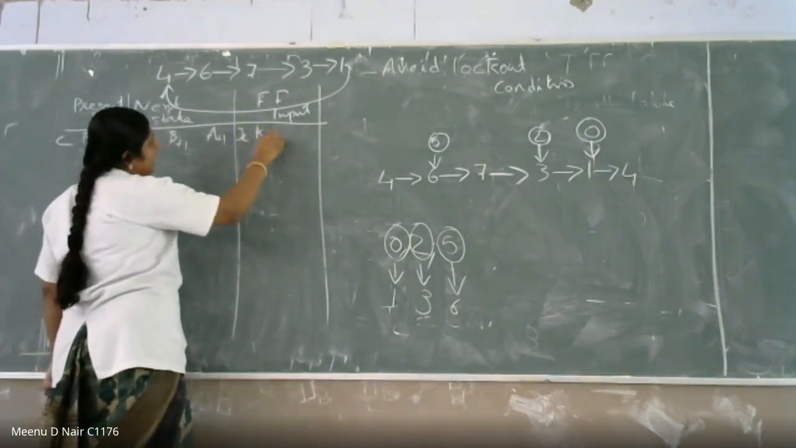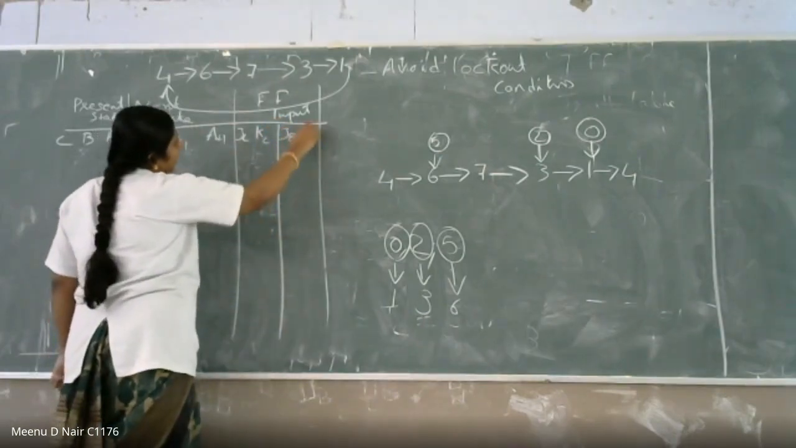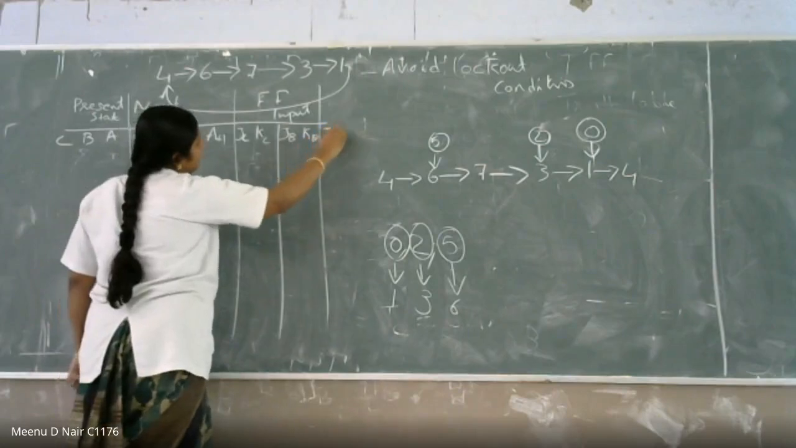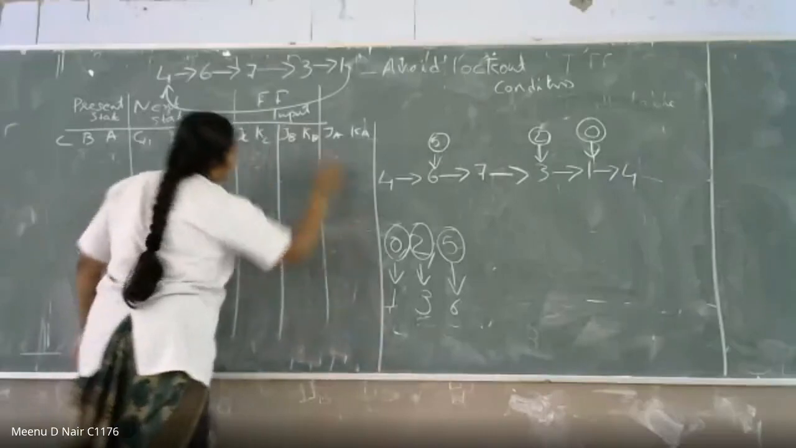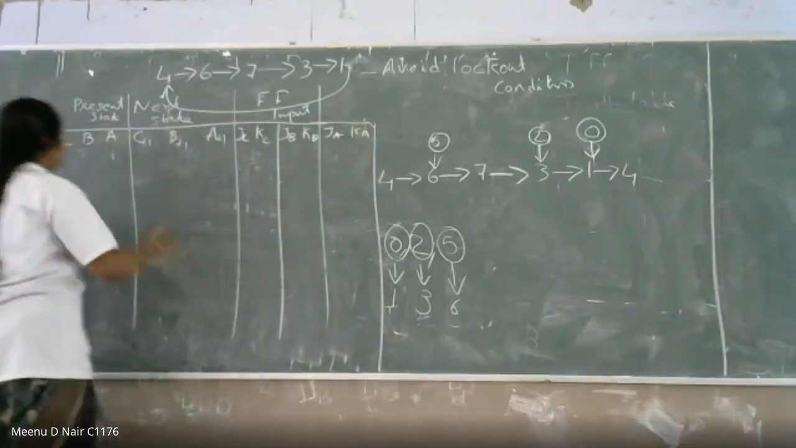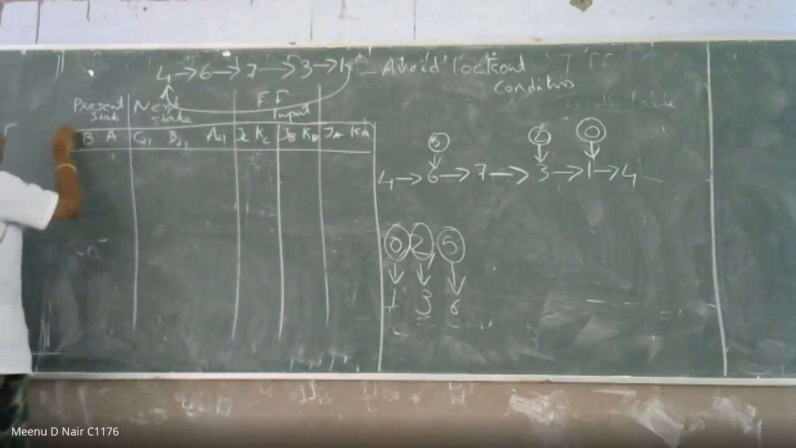JC, KC, then JD, KD, then JA, KD. These are your flip-flop inputs. So you are going to write it in this order itself.